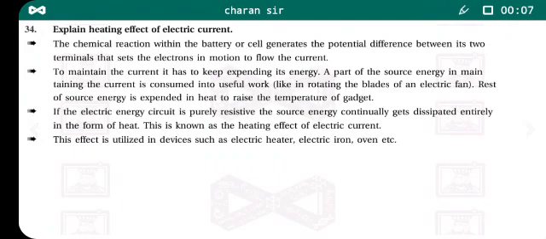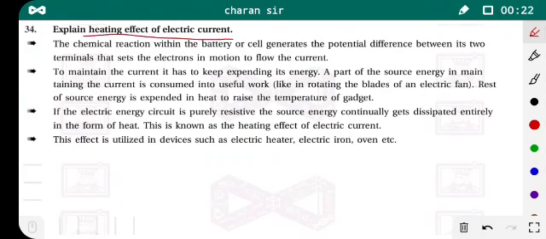Hello everyone. In the previous video we solved some numericals based on parallel combination of resistors. So today we are going to study one more phenomenon that is known as the heating effect of electric current. Most important question: what is the heating effect of electric current?